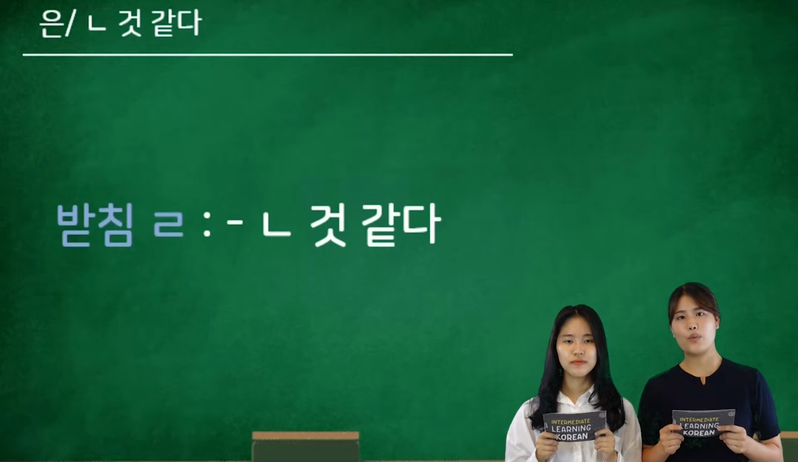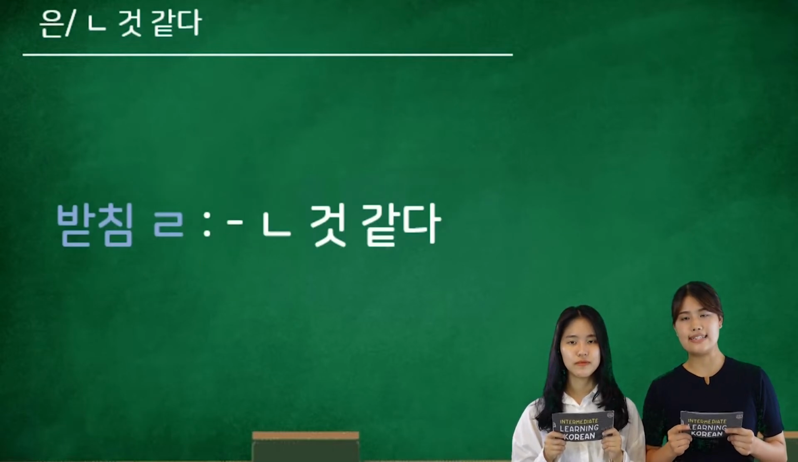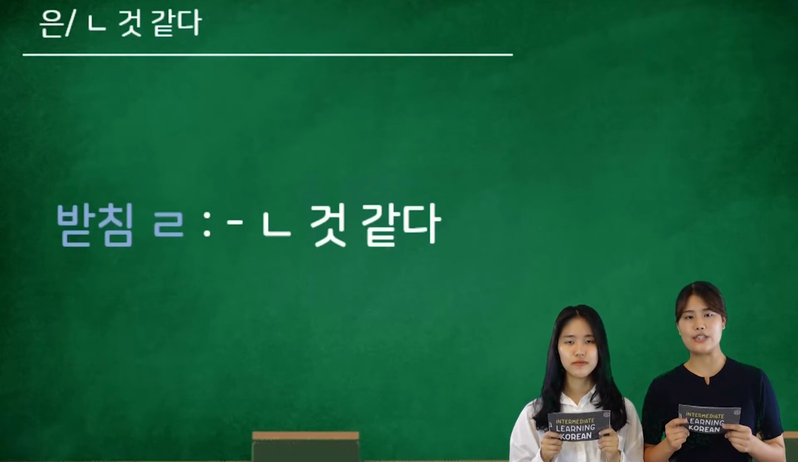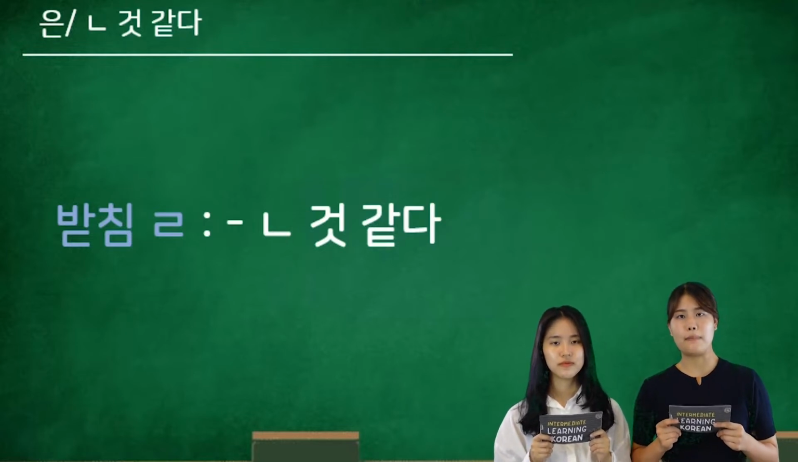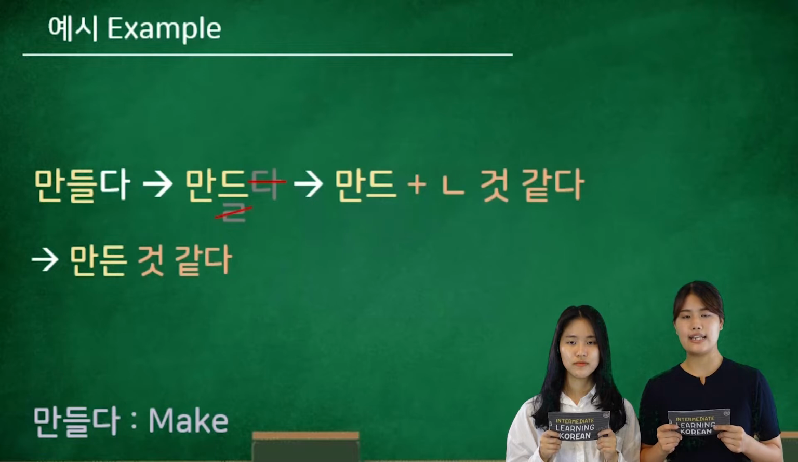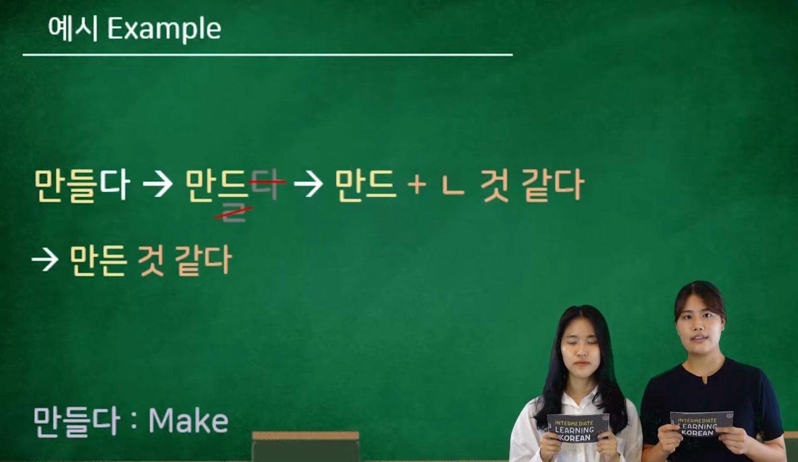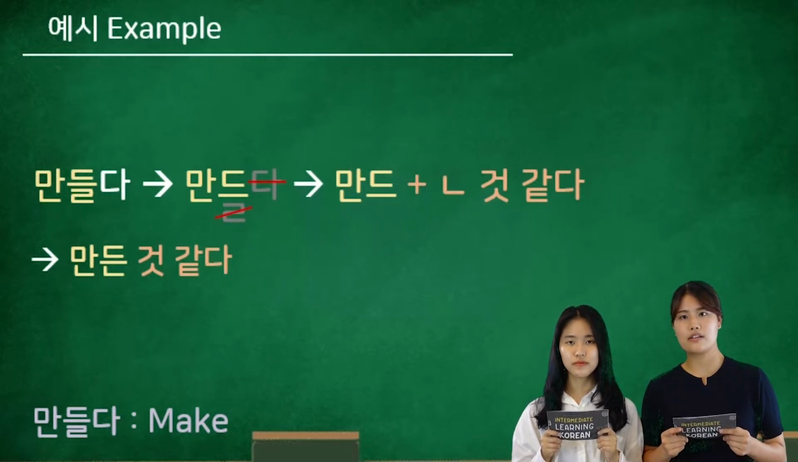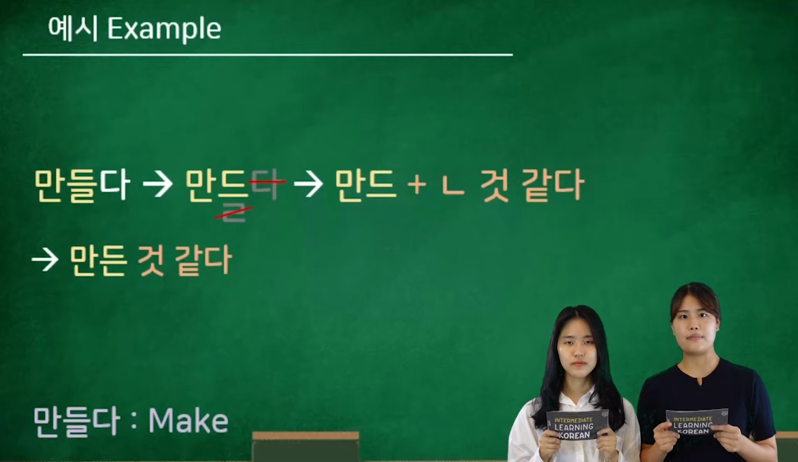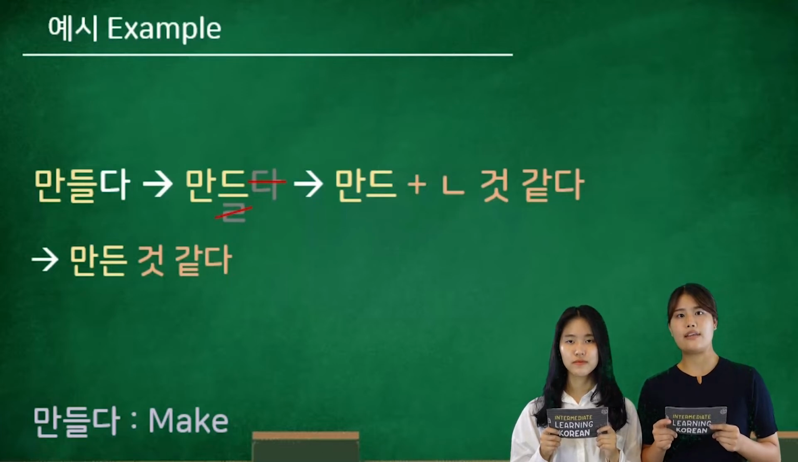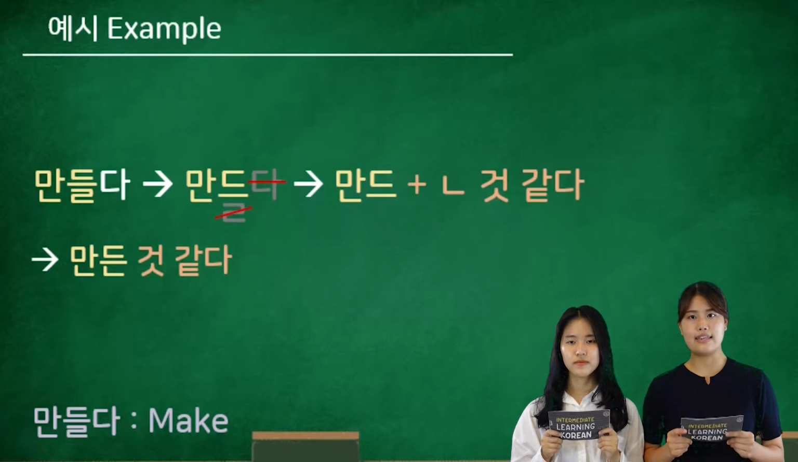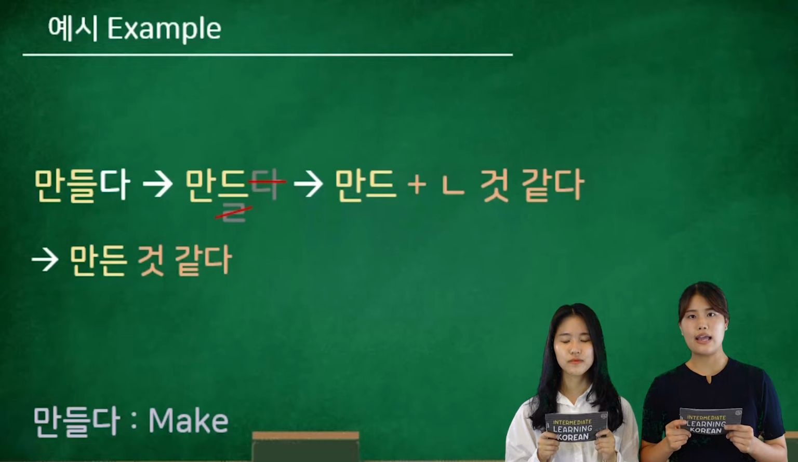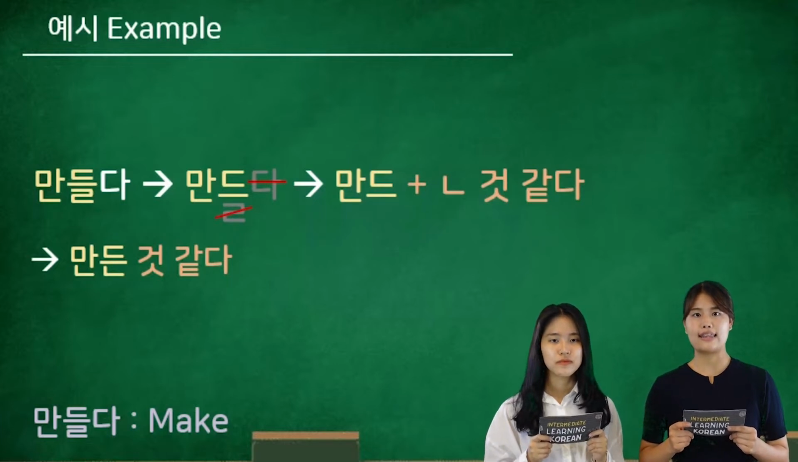Yes, even when the final consonant is ㄹ, ㄴ 것 같다 is used. For example, if you see the verb 만들다, first delete 다, then you can see that the final consonant is ㄹ in the stem of the verb. Then first we remove ㄹ and add ㄴ 것 같다 after it. So it becomes 만든 것 같다.